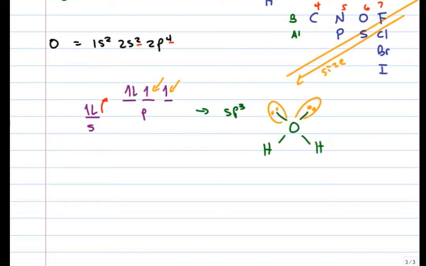So yes, in H2O, the oxygen is sp3 hybridized. Hydrogen is not hybridized. Hydrogen is just s, because hydrogen doesn't have any p orbitals to fuse. Oxygen is going to be sp3.